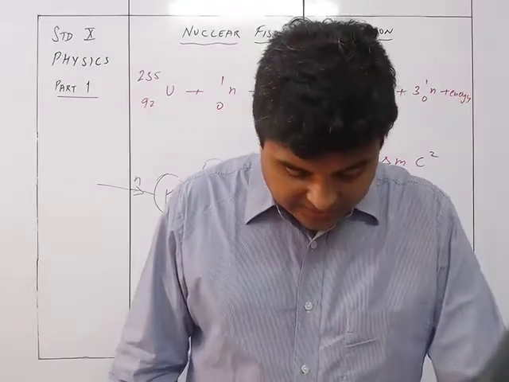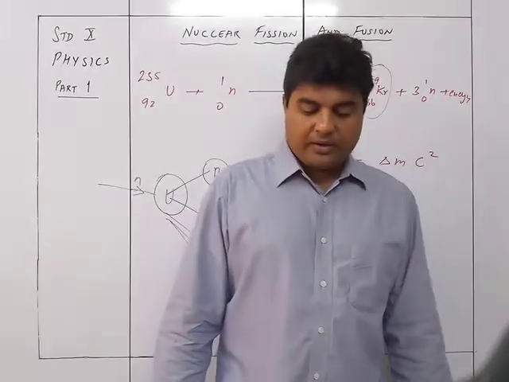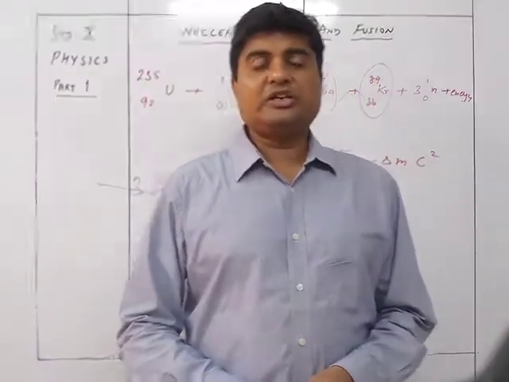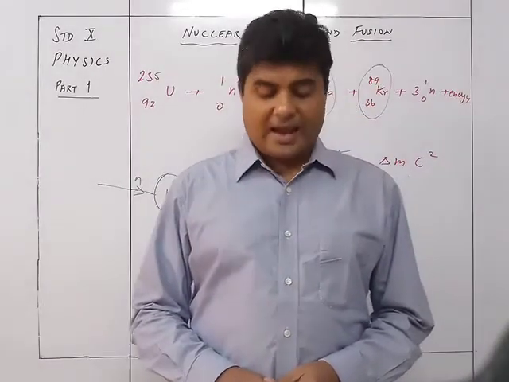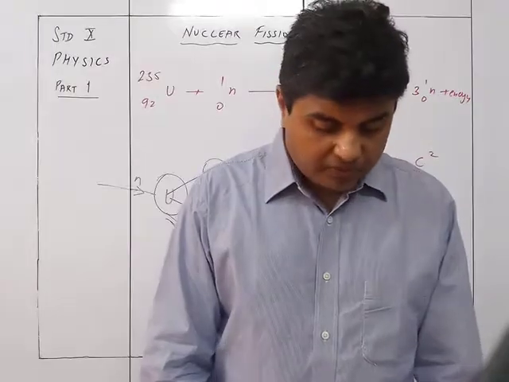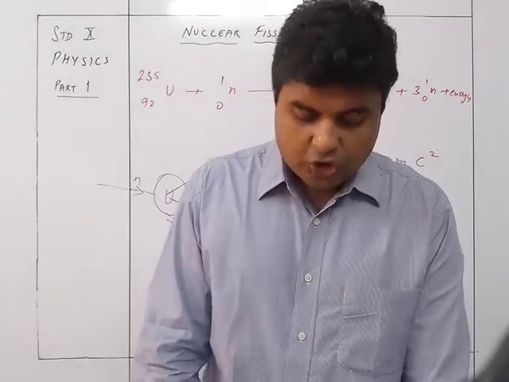Third, the rate of radioactive decay cannot be controlled, whereas the rate of nuclear fission can be controlled. So this is the differentiation between radioactivity and nuclear fission. That was the first part of the chapter. Now we move to the next part of the chapter, nuclear fusion.